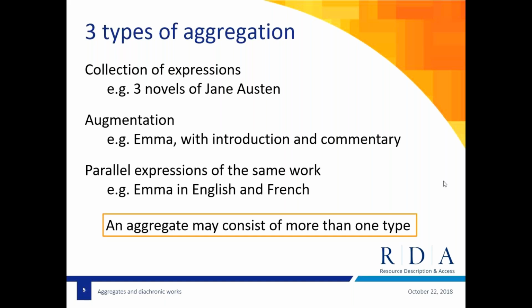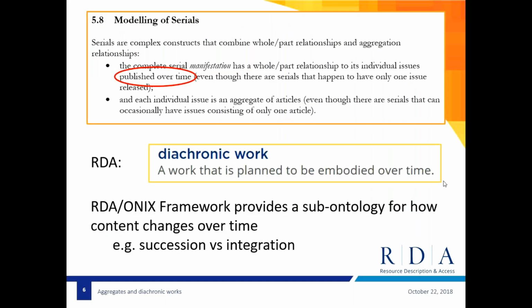And just to make life really, really complicated, that was the easy bit, a real aggregate can consist of more than one type. So you can easily imagine real-world examples where all 3 types of aggregate are presented in a single manifestation. But do not panic, because you don't have to record everything. As long as you stick to the instructions in RDA Toolkit, then whatever choice you make is going to be compatible with whatever choice anybody else makes. That's all I'm going to say about aggregates, because much more exciting are serials.